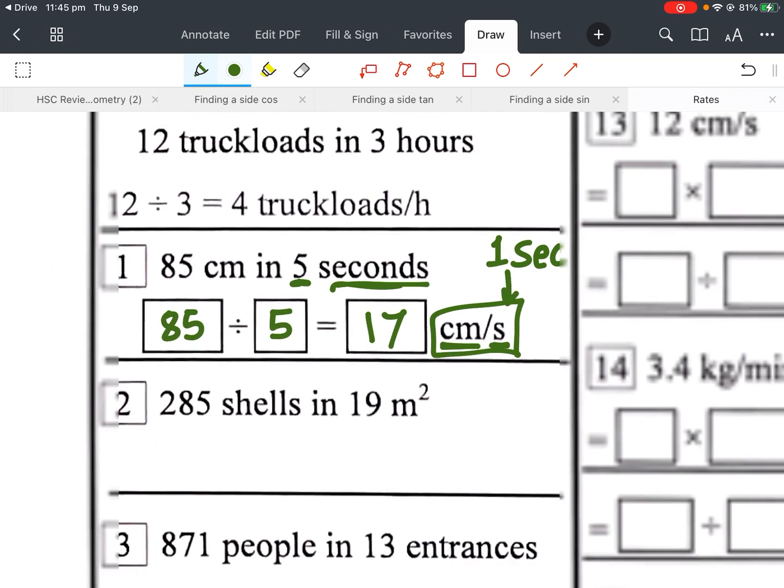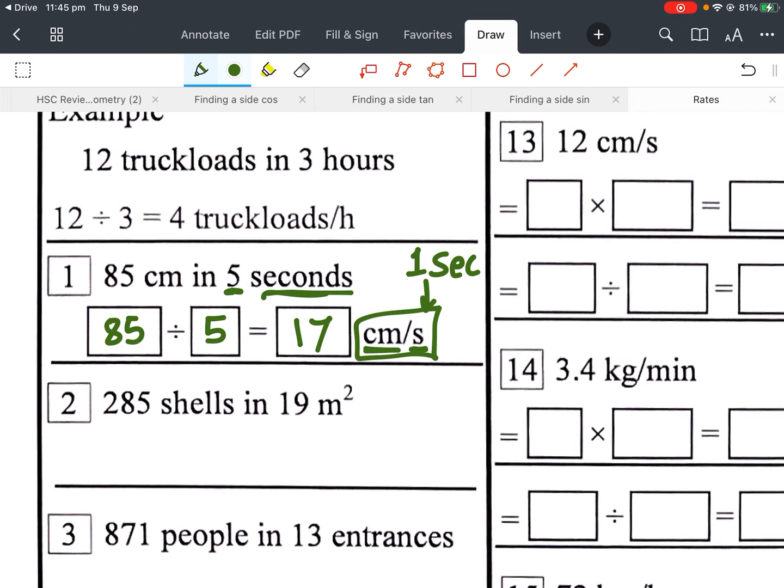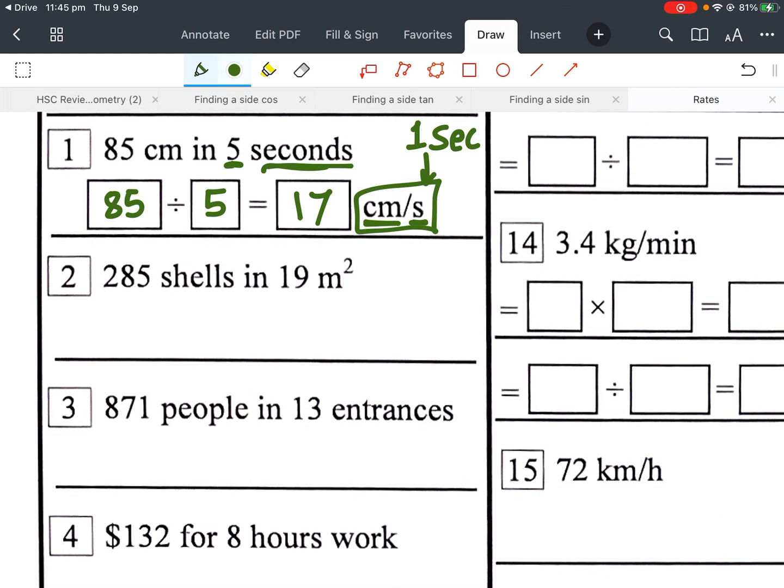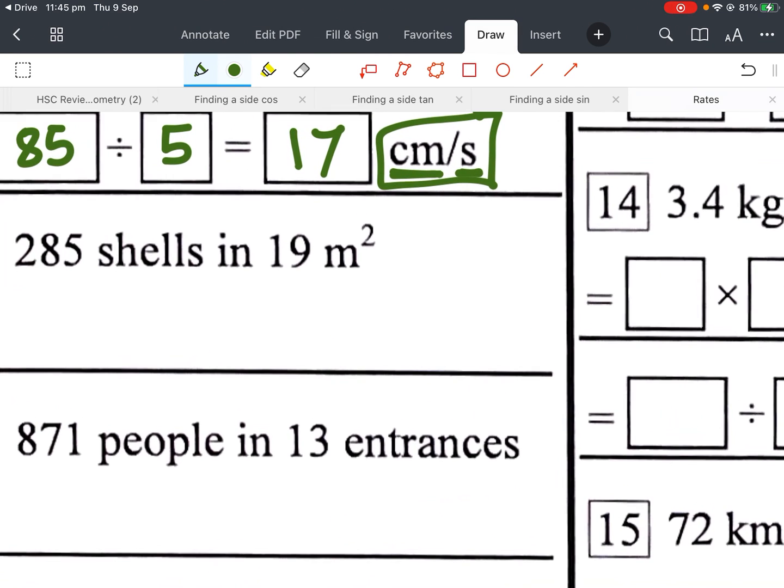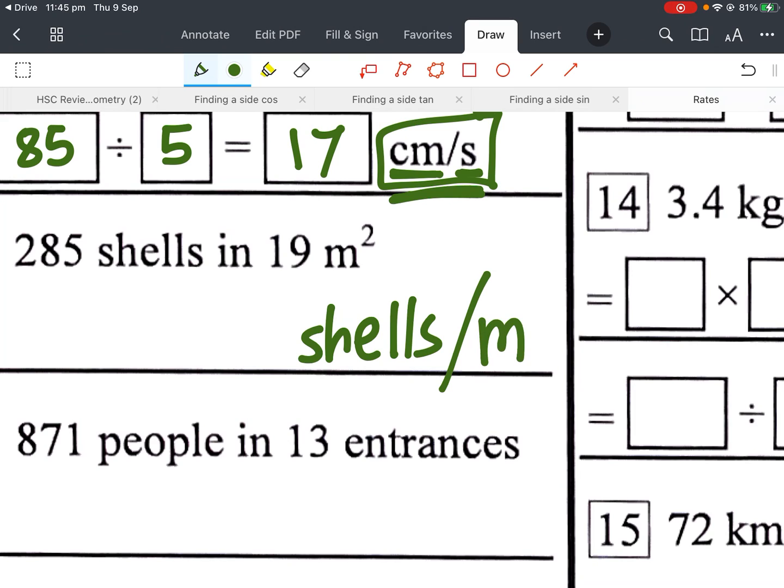So for most of these questions, that's all you're doing. First number divided by the second number, because we want to make the second number out of 1. And then you need to write these units at the end. You need to write the first one, shells, and then that line is also, we say per, so it's so many shells per metre squared.